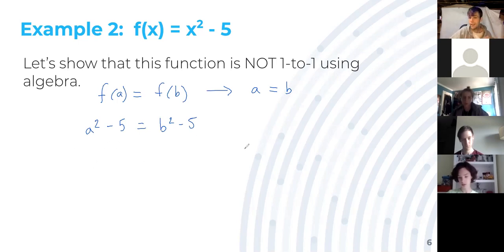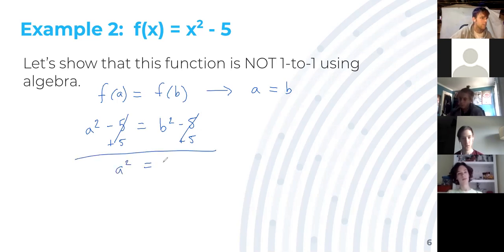Okay, so again, I can start canceling some things out. Just like the last one, I'll add 5 to get rid of those 5s. And then I'm at a squared equals b squared. Okay, so here's where we're running into a bit of a problem.